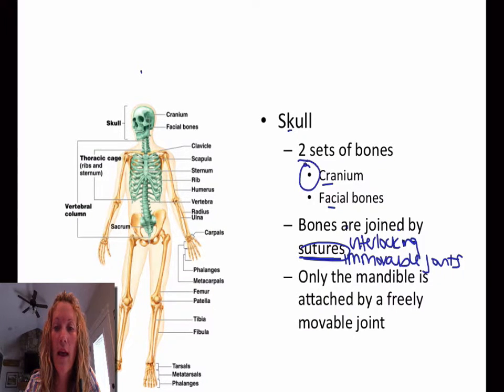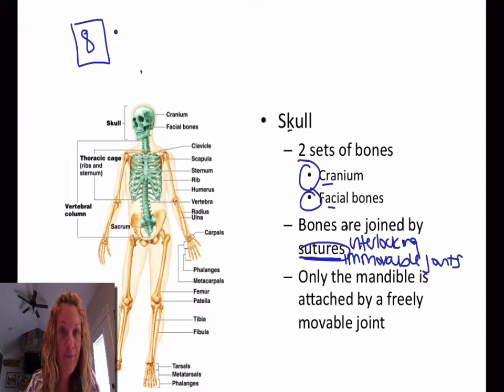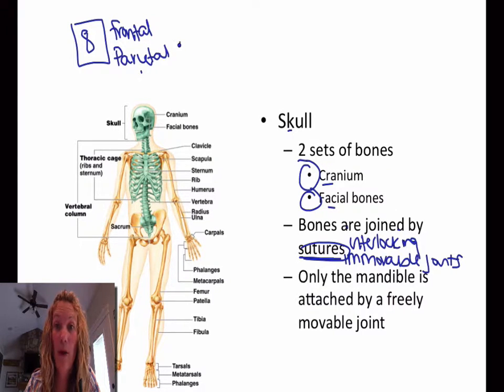So let's go ahead and talk about each of these two sets of bones. There are 8 cranial bones. 2 of them are paired, so it seems like there are just 6 of them, but 2 of them are paired. Those bones are the frontal bone, the parietal bone, and that's a paired bone, so there's 2 of those.